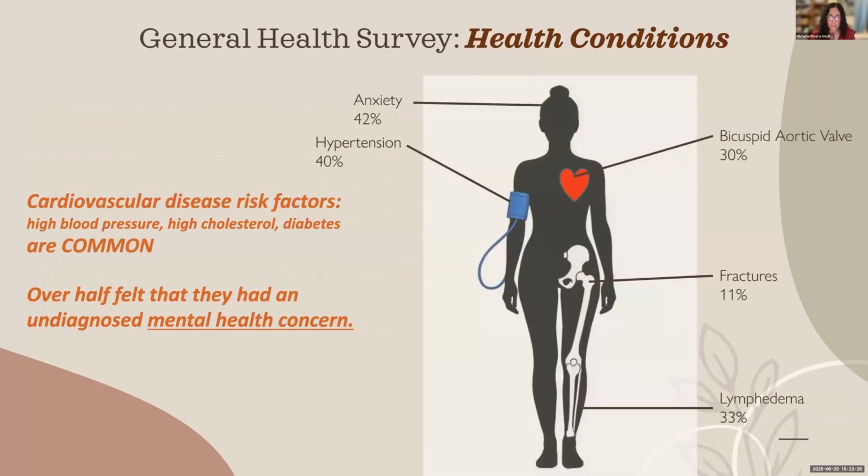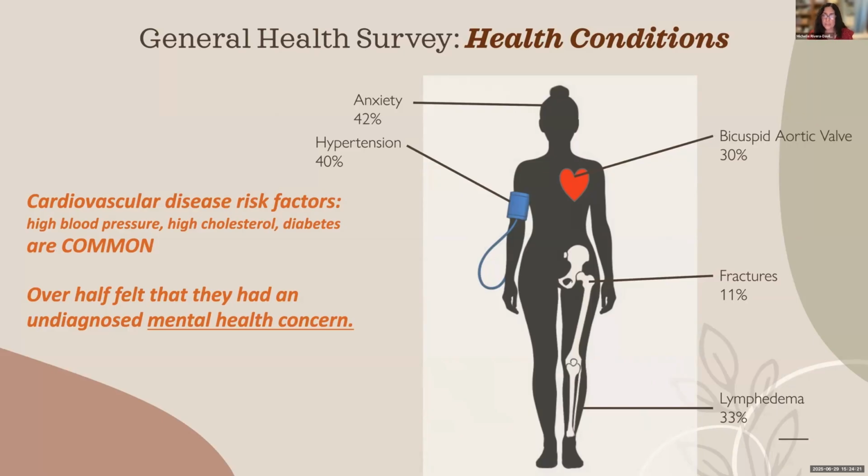Other areas that we found that were notable in the responses. So in addition to congenital heart disease, such as bicuspid aortic valve and coarctation of the aorta, cardiovascular disease risk factors were pretty common in the respondents, with a large percentage indicating high blood pressure, high cholesterol, and diabetes, as well as a large percentage of individuals also indicated that they suffered from other concerns such as lymphedema, for which we need to improve our screening and therapeutic modalities.